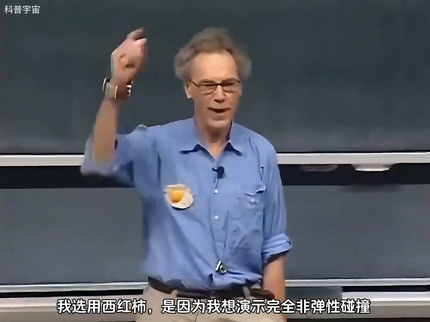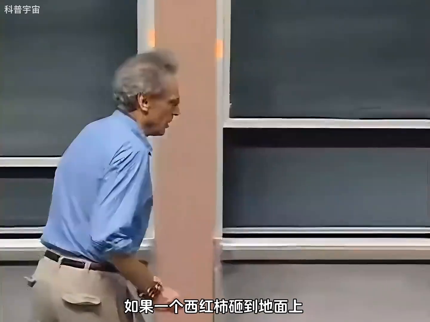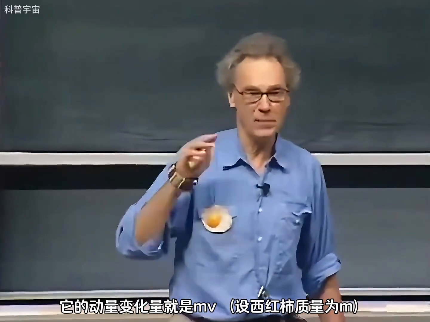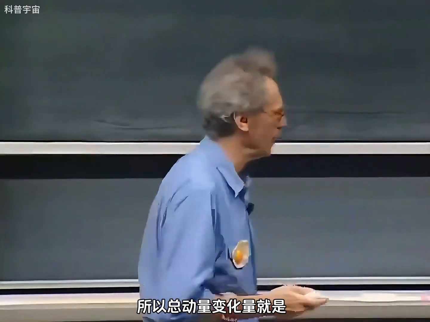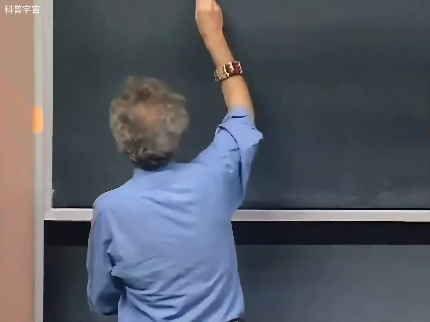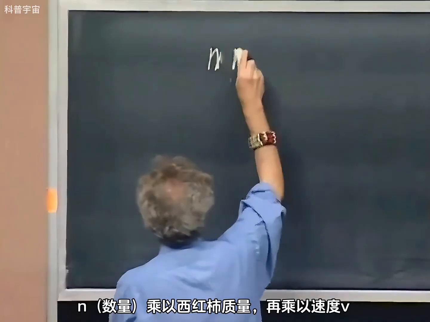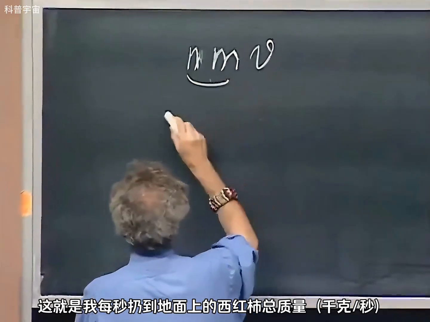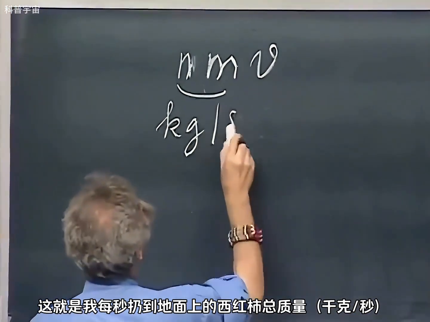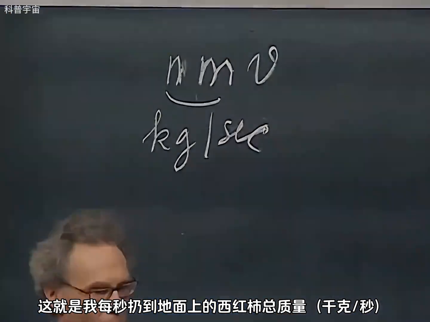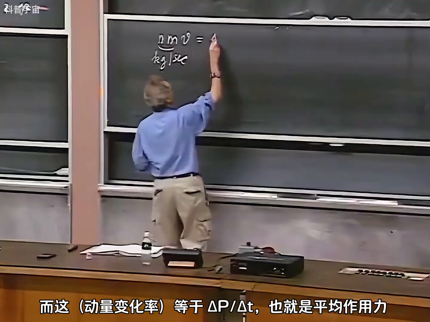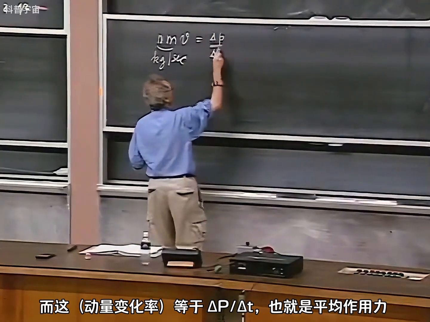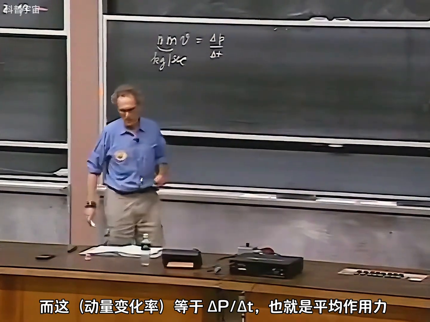I want tomatoes because I want a complete inelastic collision. If one tomato hits the floor, the change of momentum is mv, if m is the mass of the tomato. But I'm going to throw n on the floor, so the change of momentum is n, as in Nancy, times the mass of the tomato times v. And this is the number of kilograms per second of tomatoes that I throw on the floor. So this equals delta p divided by delta t. And that's an average force.